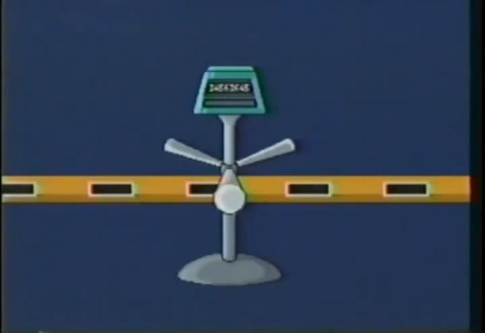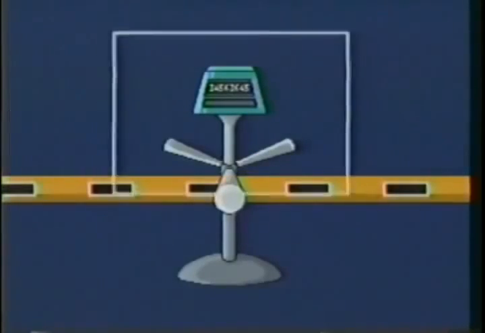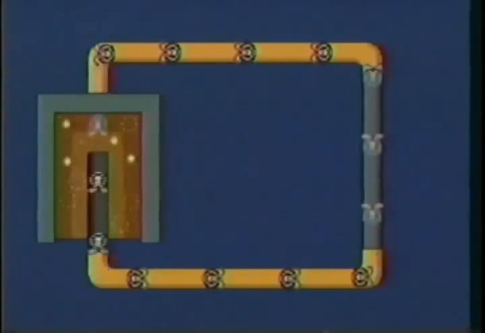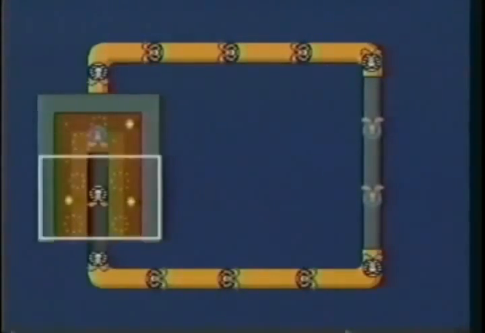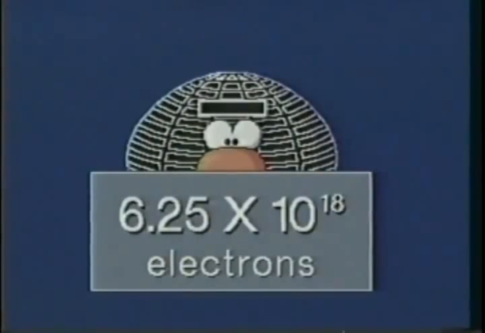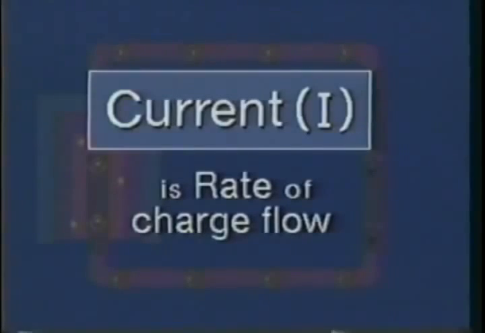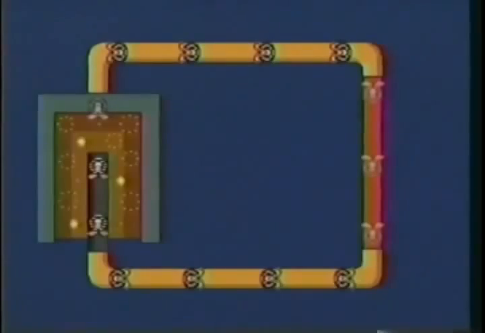In a circuit, incredibly large numbers of electrons will pass a specific point in a few seconds. It is therefore simpler to visualize charge in units called coulombs. One coulomb of negative charge is equivalent to 6.25 times 10 to the power of 18 electrons. An important characteristic of an electrical circuit is the rate at which the charge flows through it. The rate of charge flow is called current and is measured in amperes. A current of 1 ampere means that 1 coulomb of charge passes a specific point each second.